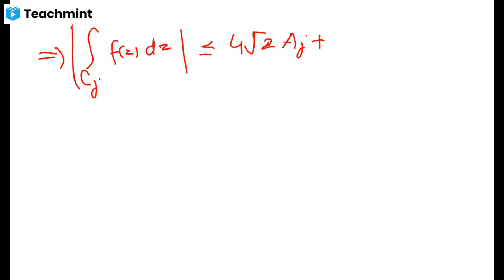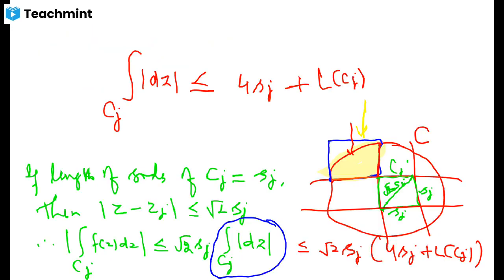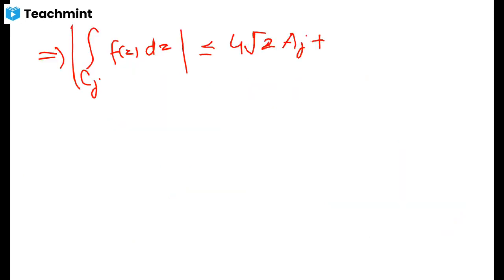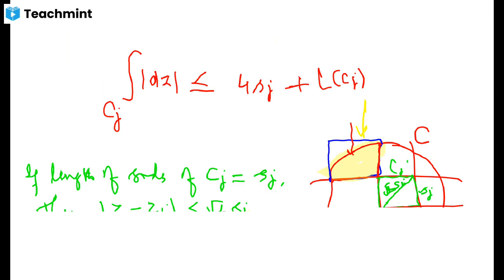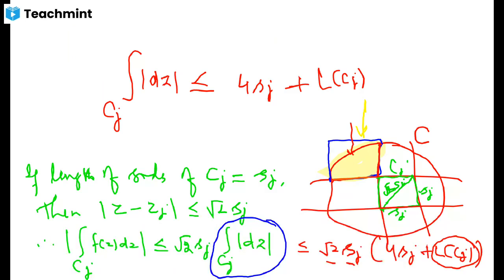Next term you have s_j being multiplied with root 2 times s_j times the length of C_j. But again I'm going to look at this length of C_j, which is the length of this part of the contour C. This again cannot exceed the length of C, so I'm going to make it the length of C. And now since this is a contour, this is compact, and I can enclose this contour in some bigger square. This is always possible.